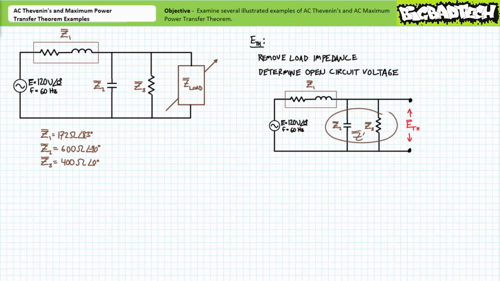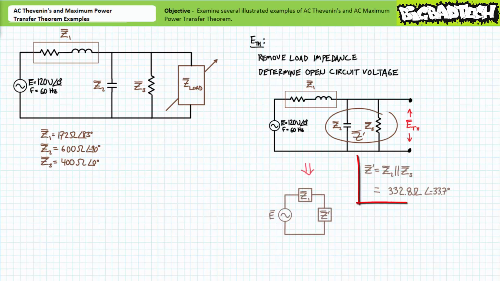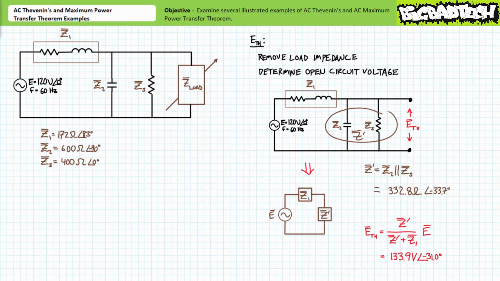It appears our open circuit voltage of interest is the voltage across the parallel combination of impedance element Z2 and Z3, a simplification I'm calling Z single prime, where Z single prime equals 332.8 ohms at an angle of negative 33.7 degrees. Our imagined combined impedance Z single prime is in series with impedance element Z1. Perhaps the easiest and most direct means of solving for our voltage of interest is the AC voltage divider rule solving for V single prime. Substituting in our given values yields 133.9 volts at an angle of negative 31 degrees. Let's set these calculations aside and move on to solving for the Thevenin's equivalent impedance, ZTH.